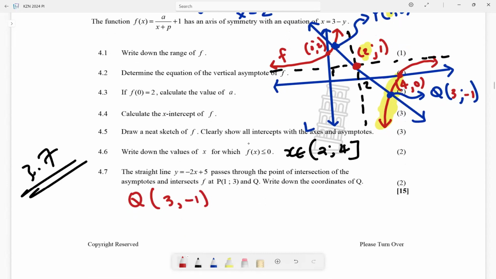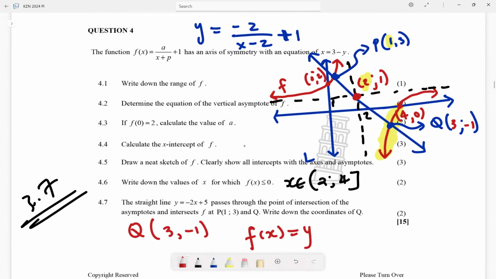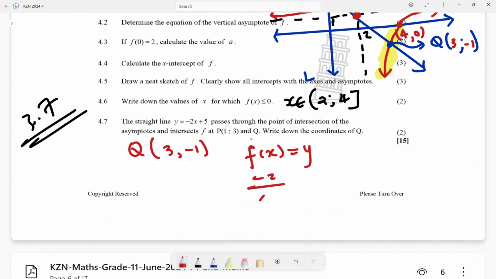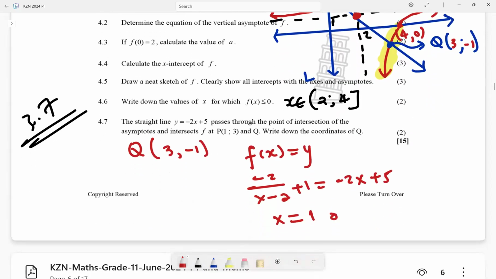What you can also do is equate f of x to y. So what is f of x? -2 times (x minus 2) plus 1 is equal to -2x plus 5. Then solve for x. When you solve for x, the first x that you get is x equal to 1, or x equal to 3.